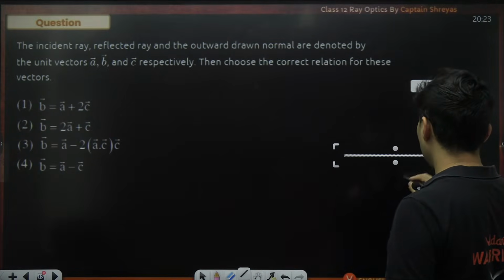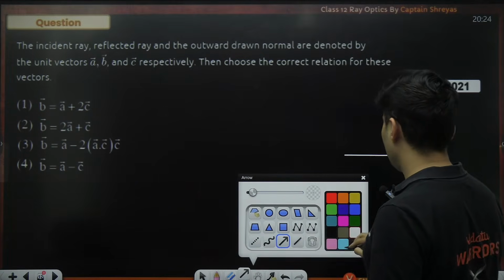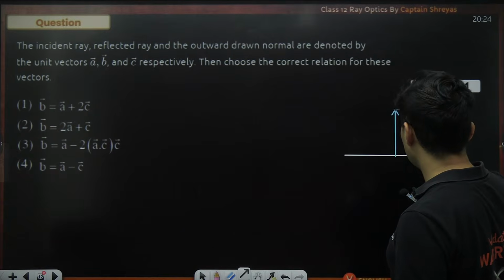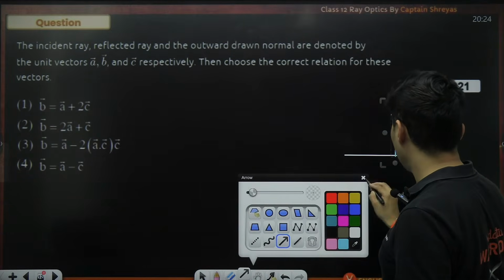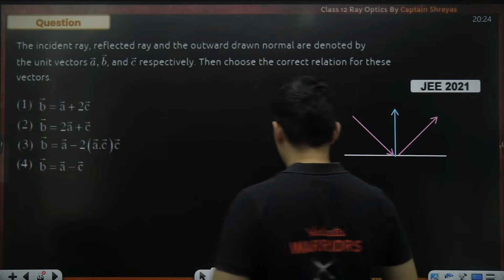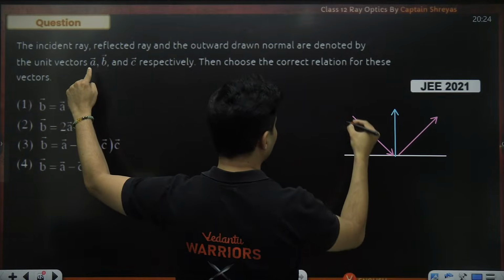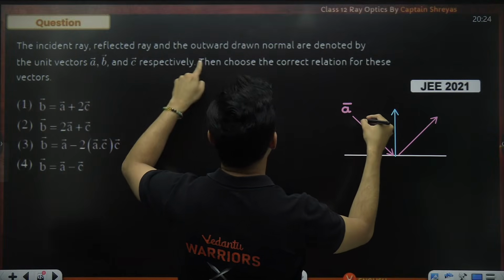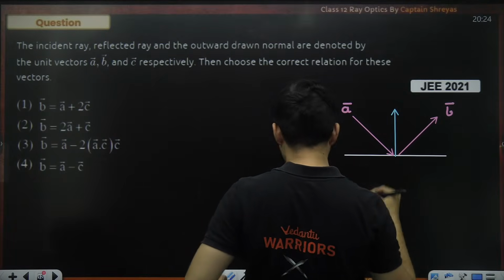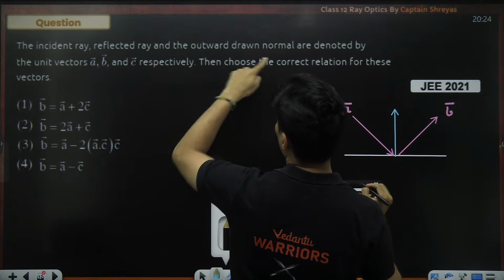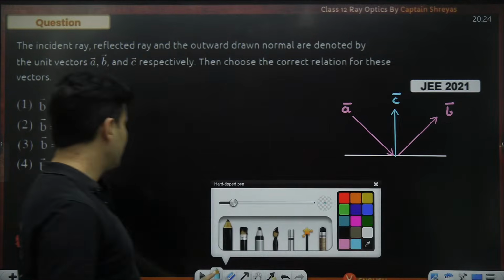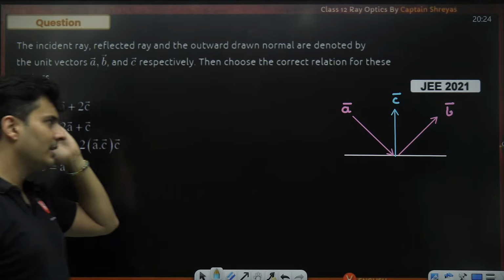This is the mirror. Okay. And let's say this is the normal drawn over here like this. And the incident ray will come like this, and the reflected ray will go like this. Incident ray is basically vector A bar. Reflected ray is B bar. And the outward drawn normal is basically C bar. Okay. So the question is, can you figure out the correct relation between them?